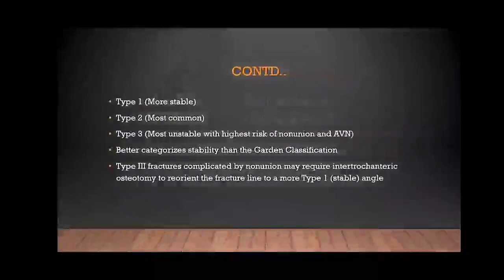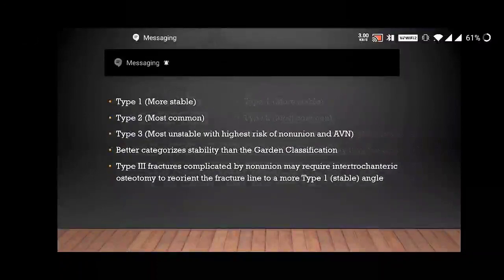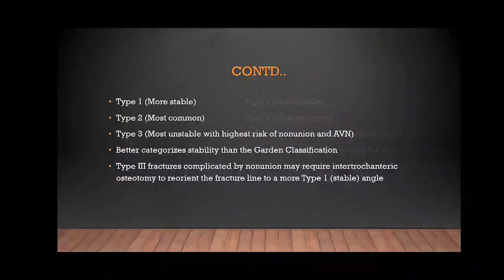So type 1 is more stable, as you can see. Type 2 is most common, 30 to 50 degrees of angulation, angle made by the fracture with the horizontal is common. Type 3 is most unstable with highest risk of non-union and avascular necrosis. This classification better categorizes stability than the Garden's classification. Type 3 fracture complicated by non-union may require intertrochanteric osteotomy to reorient the fracture line to a more type 1 stable angle.